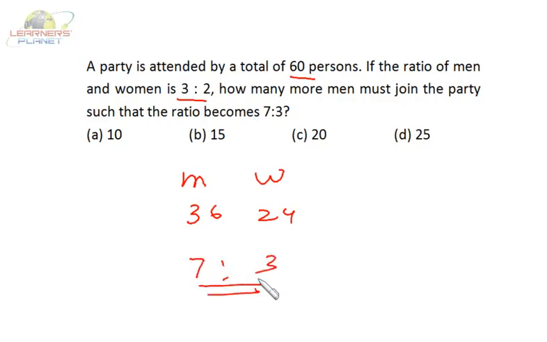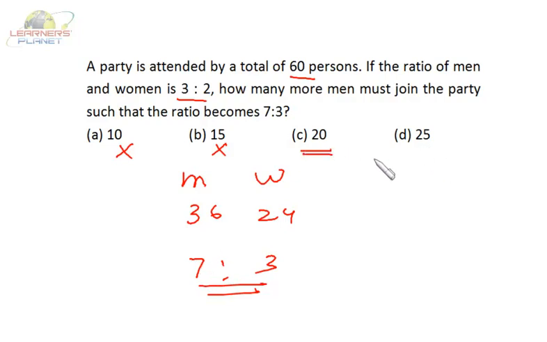Now just go by option. Just don't go for any sort of paperwork. Just see what you would add to this 36 so the number becomes a multiple of 7. Because finally the number of men should be a multiple of 7. Suppose I add 10 to it. What I'll be getting? 46. So it's not the correct choice. Suppose I add 15 to this 36. What I'll be getting is 51. So even this is not the correct choice. Suppose I add 20. So 36 plus 20, 56. So this may be the correct choice.